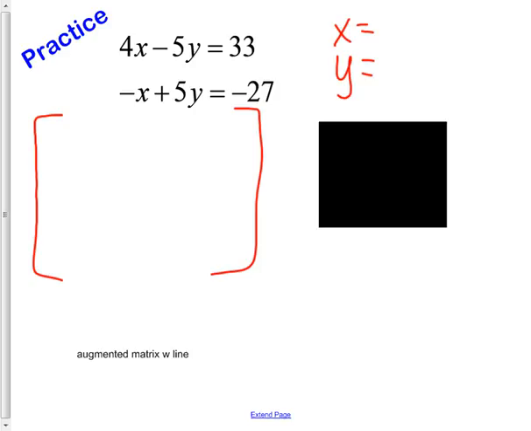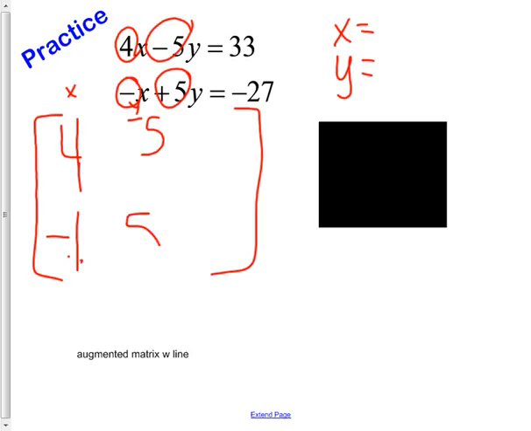We put the same variables in the same column. In this first column, we'll put all of our x variables. So we have a 4 that will go here, and below that, we have a negative x, so it'd be negative 1. We're just taking the numbers in front of the variables and putting them in the matrix. So this is our x numbers. Then our next column will be our y's, so we have a negative 5 and a positive 5. And then the solution: 3, 33, and negative 27.